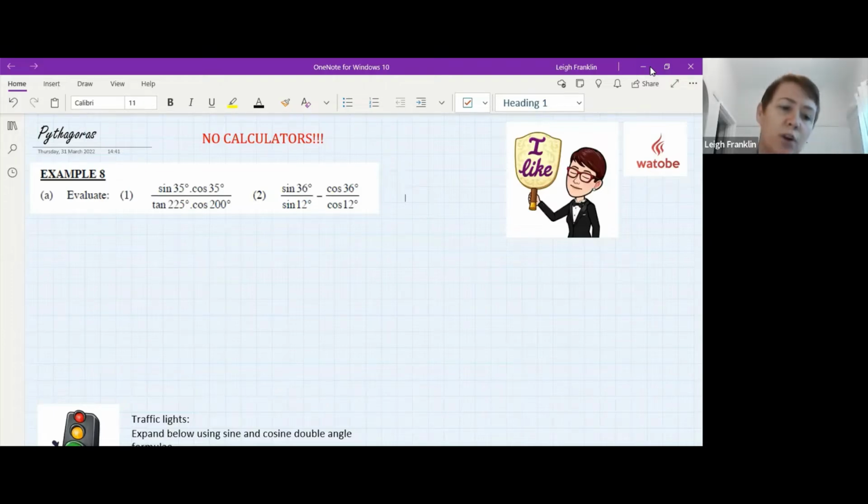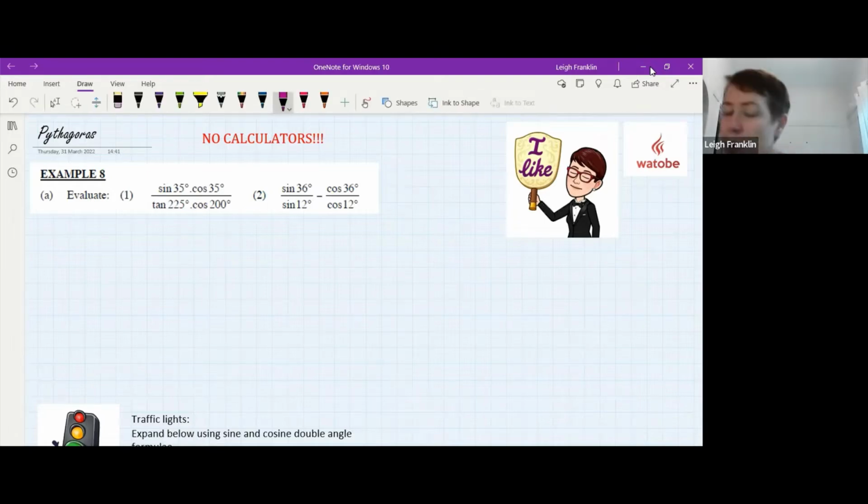I didn't finish this off the last time, and I felt that it was important for me to show you this before we actually get into Pythagoras. Example 8 is a continuation of what we were talking about with double angles last week. They would expect us to be able to answer questions like this, where we need to evaluate things. Again, we're not allowed to use a calculator, so more than likely this comes down to some kind of special angle in the end. So our special angles are important as well.